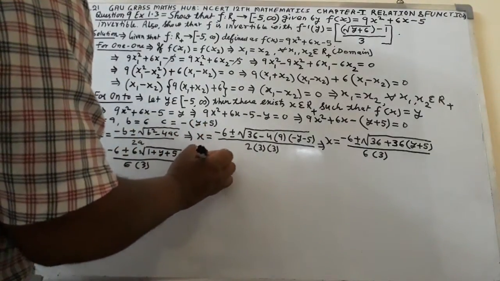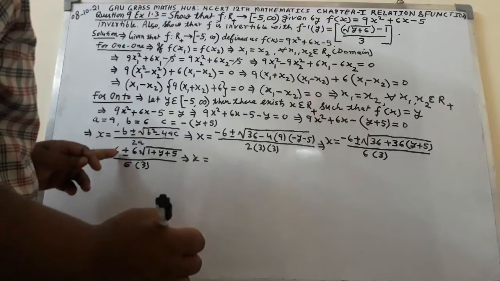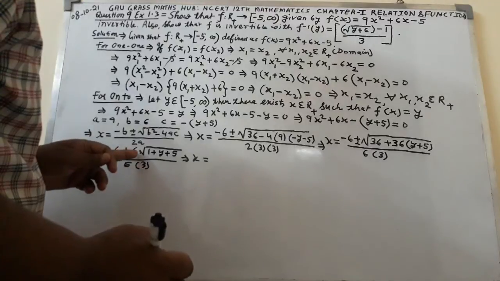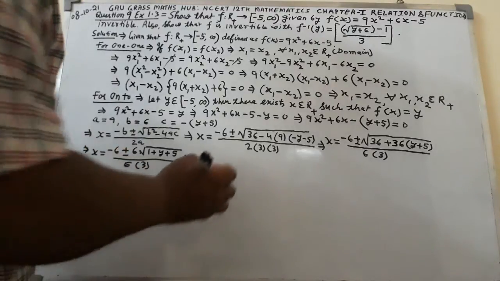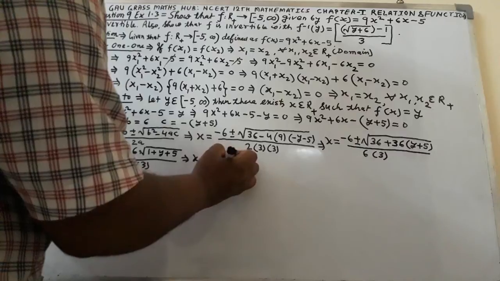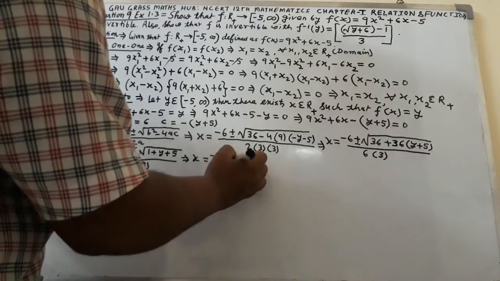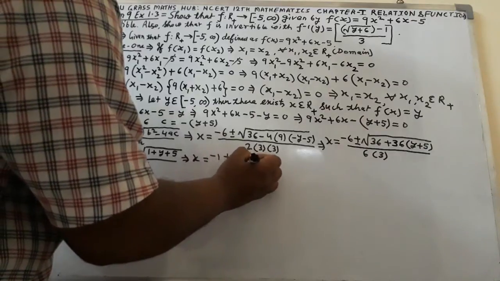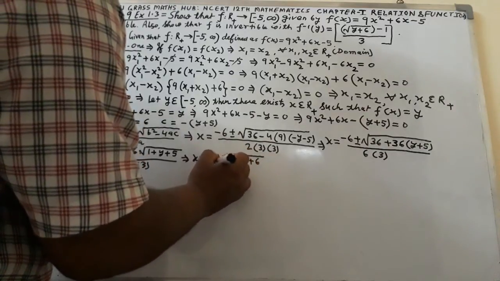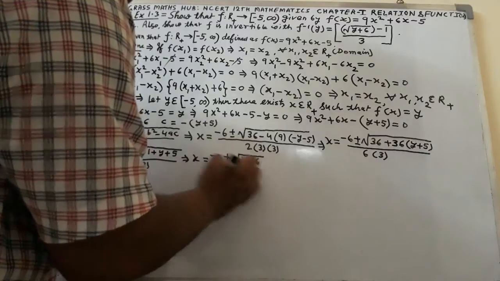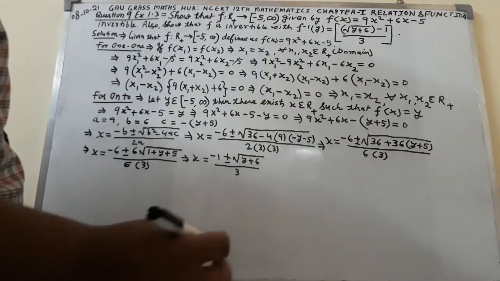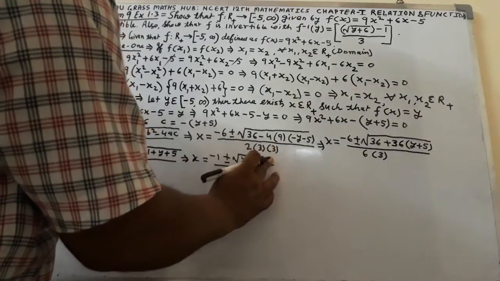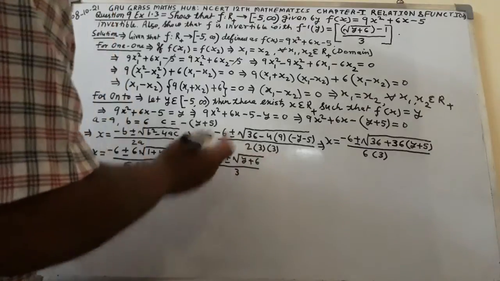x is equal to, take here 6 as a common, take from this place 6 as a common, so 6 will be cancelled out. Here you will get minus 1 plus minus under root y plus 6, whole over 3. This thing you will get. This is the value of x you will get.